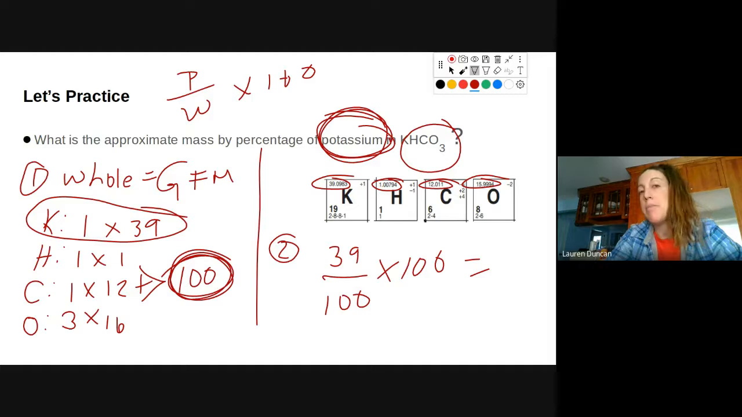I just realized I left my calculator in the other room. I'm going to have to go grab it for the next thing we're going to talk about, but I can do this one in my head, because 39 divided by 100 times 100 is 39%.